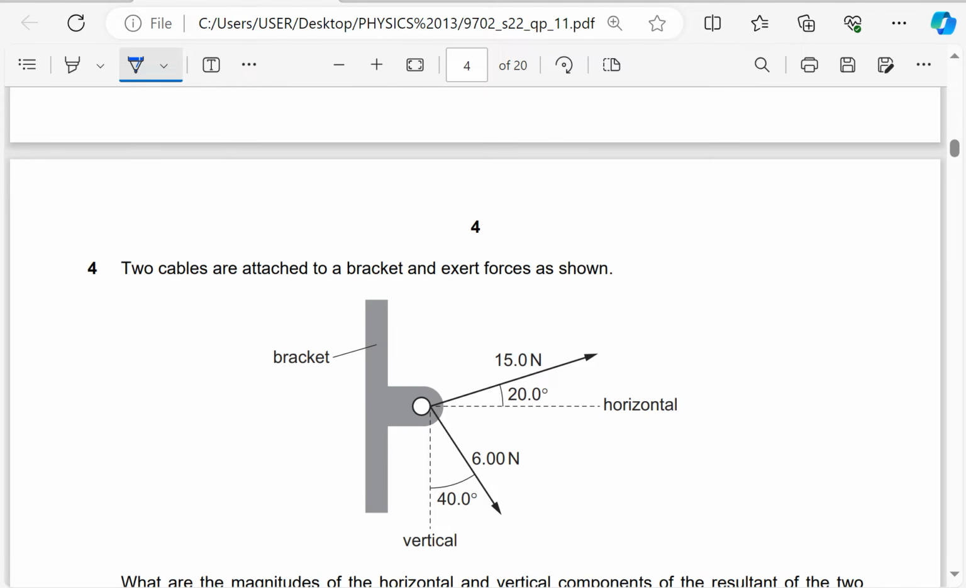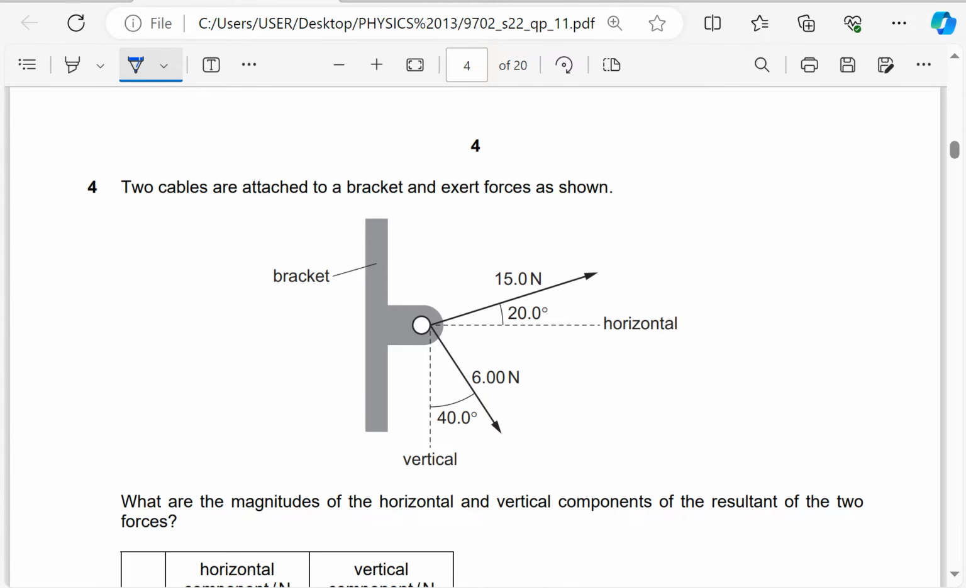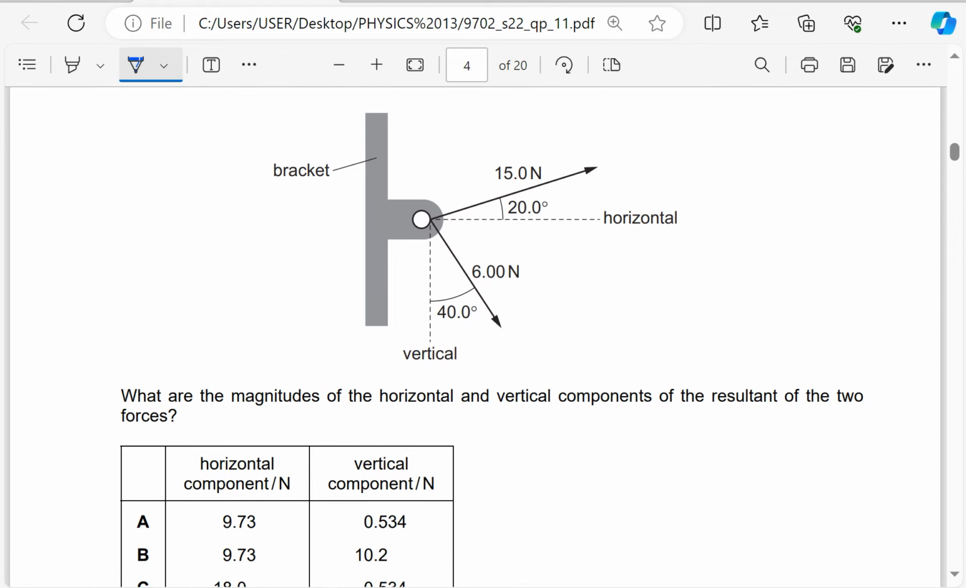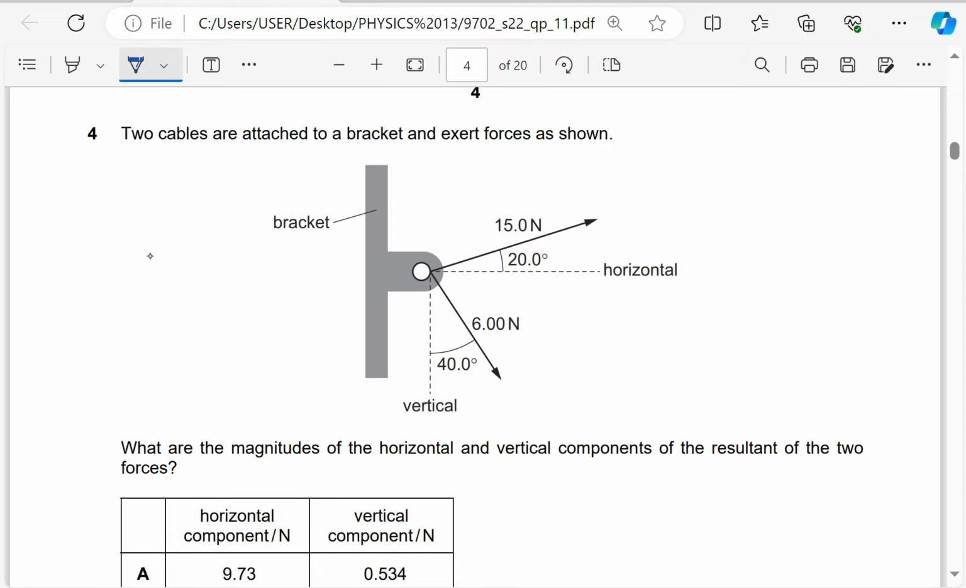Two cables are attached to a bracket and exert forces as shown. What are the magnitudes of the horizontal and vertical components of the resultant of the two forces? So in the horizontal, taking this one to the horizontal, they will all point to the right hand side. So we have 15 cos of 20 plus 6 sine 40, because I'm using the angle 40. If I want to use cos, I will use 6 cos of 50. So this is in the horizontal pointing to the right hand side.